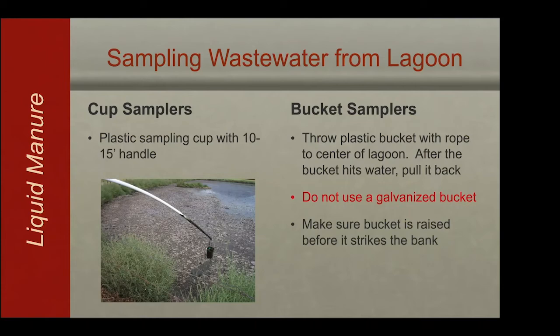If you only want to sample out at the top foot or two, as soon as it hits the water, you start pulling it back. If you have agitated it, you're going to let it drop just a little bit. You want that bucket to be pulled through at about 3 to 4 feet below the surface. A little hint, you do want to make sure the bucket is raised before it strikes the bank, or you're not going to have your sample.